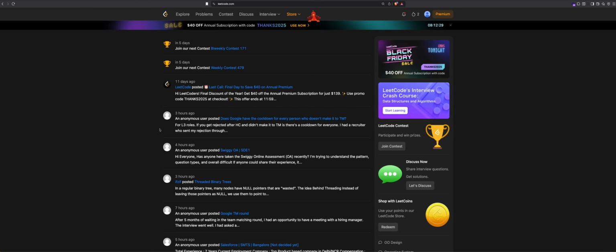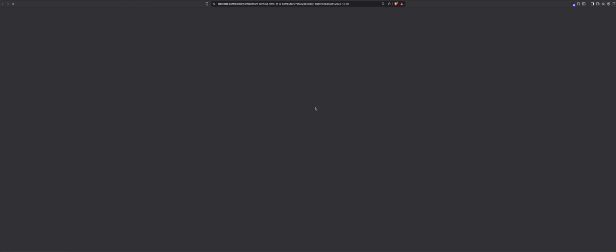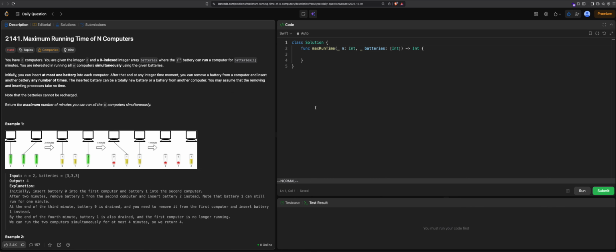Alright, let's solve the Leetcode problem. Hope it is not divisible by something. Alright, even if it's not divisible by something, it's a hard question.